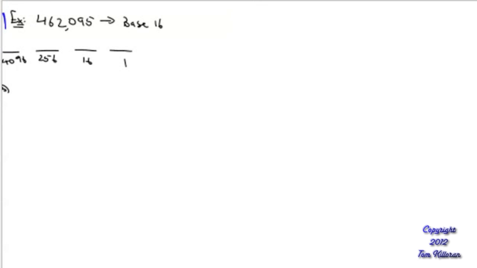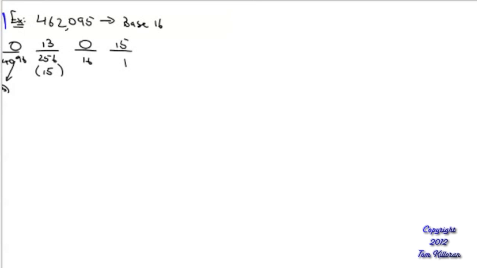3343. When you do 4096 into this number, you get a big fat 0 because it does not go into it. Do not switch the division around. I've seen people do that. Keep the number on the outside as your base. Then you take 3343 and divide by 256, and you get 13 with a remainder of 15. Obviously 16 can't go into it, so you get that.